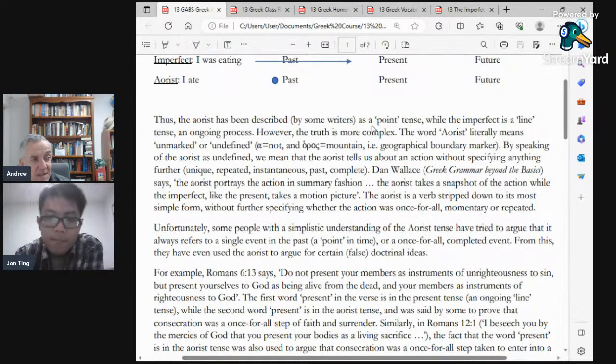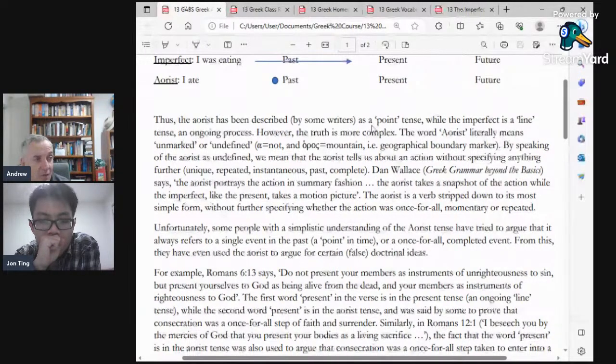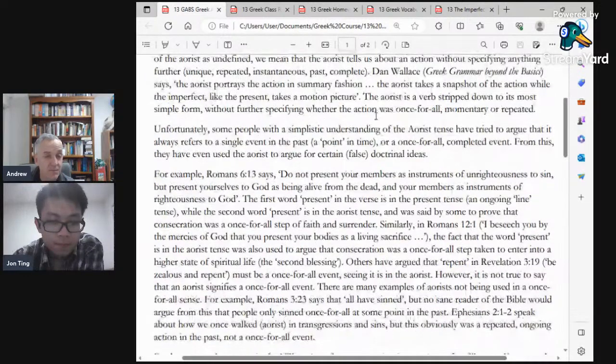Unfortunately, some people with a simplistic understanding of the aorist tense have tried to argue that it always refers to a single event in the past, a point in time, or a once-for-all completed event. From this, they have even used the aorist to argue for certain false doctrinal ideas. If you want to read the next paragraph for us there, John.